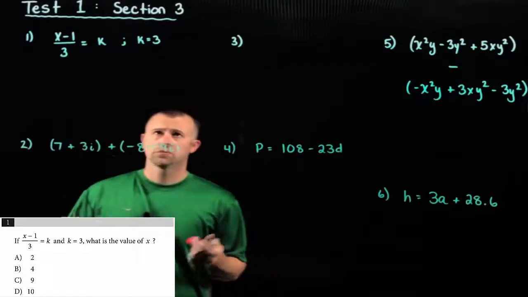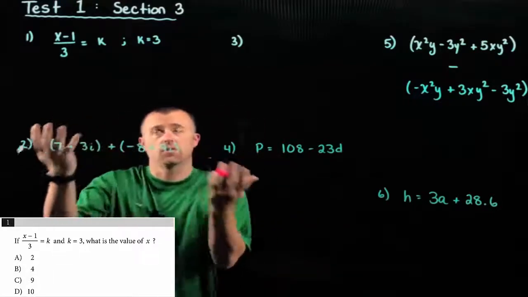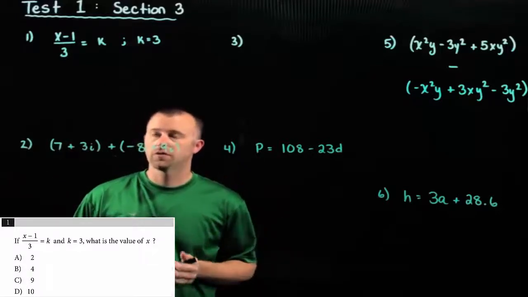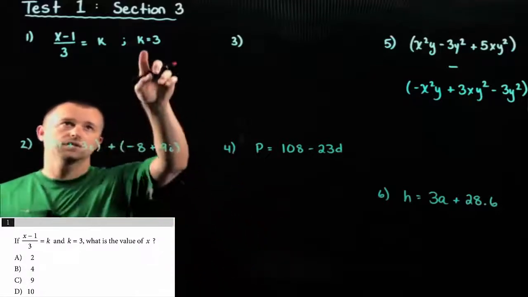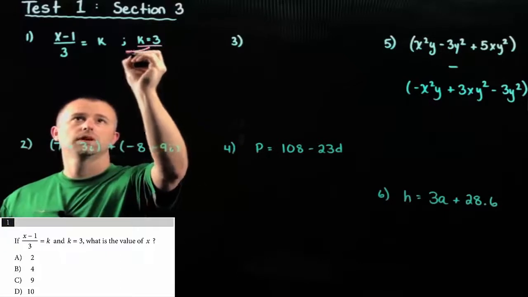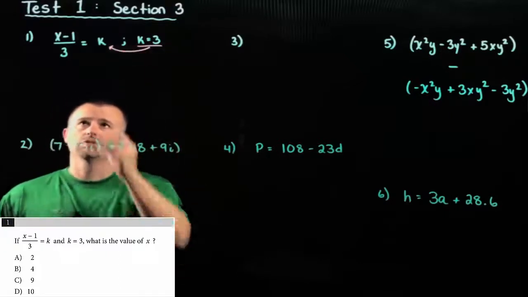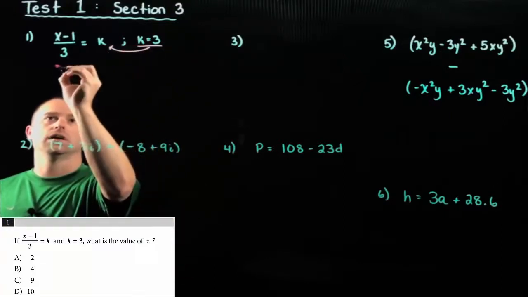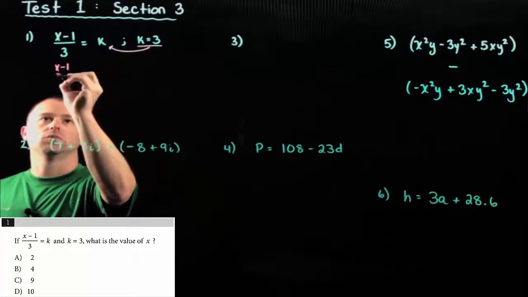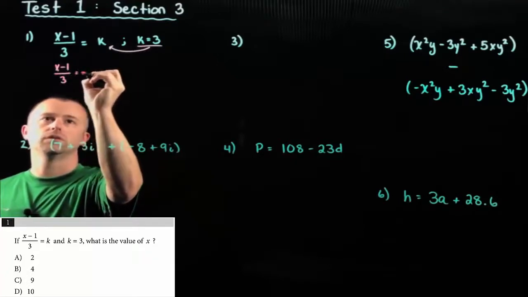So in this case, it's number 1. It's an easy question, so it's pretty straightforward. You do exactly what they say. So that means take this 3 and plug it in for k. So we're going to have x minus 1 over 3 equals 3.